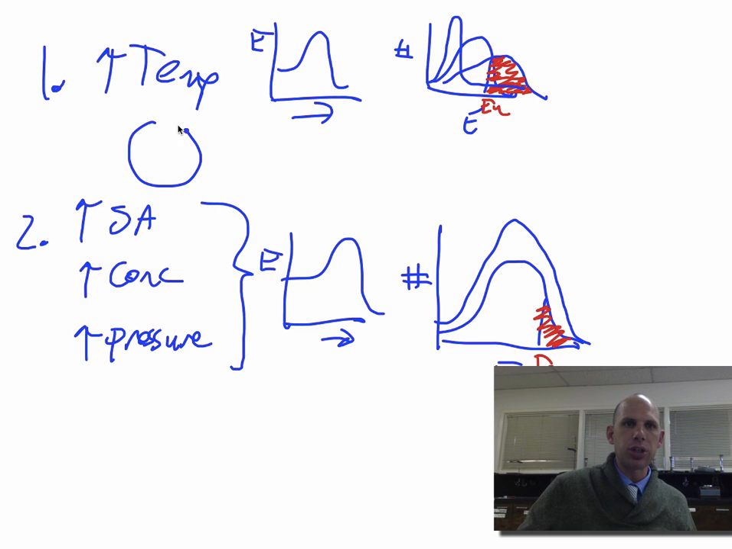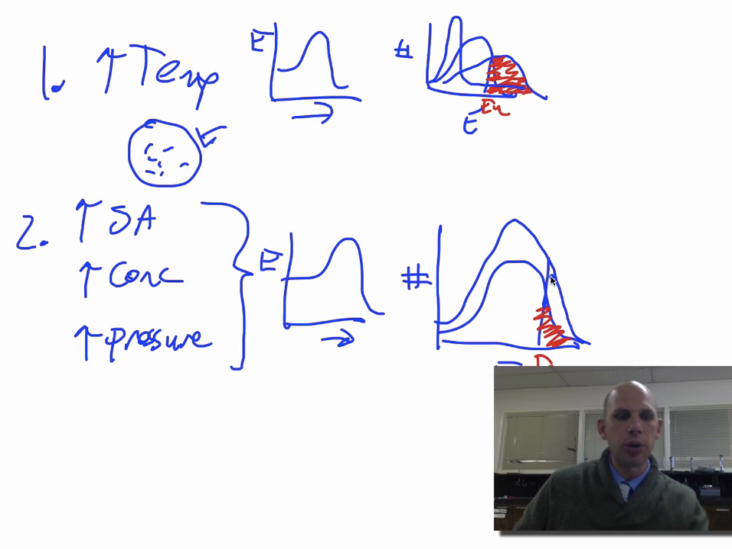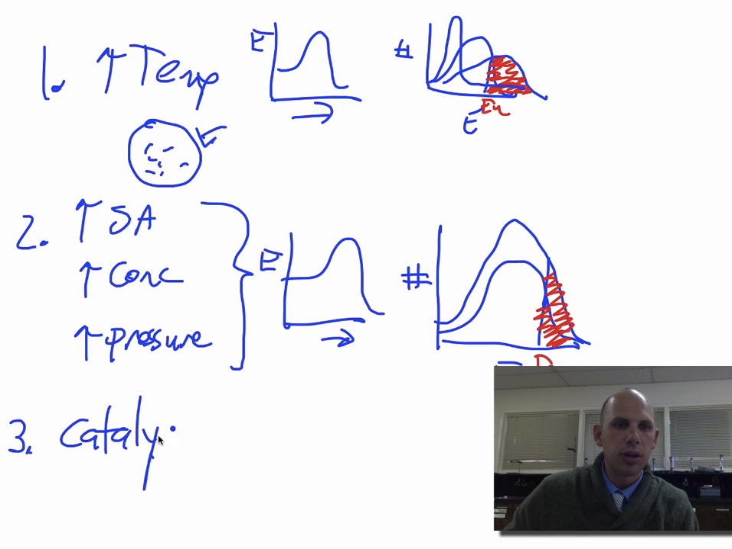You're actually not just going from the outside, you're grinding it up, so you're getting on the inside with surface area. With concentration, you're just adding more particles, and with pressure, you're basically adding more particles as well. So in this case, notice the shaded region increases in the Maxwell-Boltzmann distribution. And the third thing you can do is add a chemical catalyst.